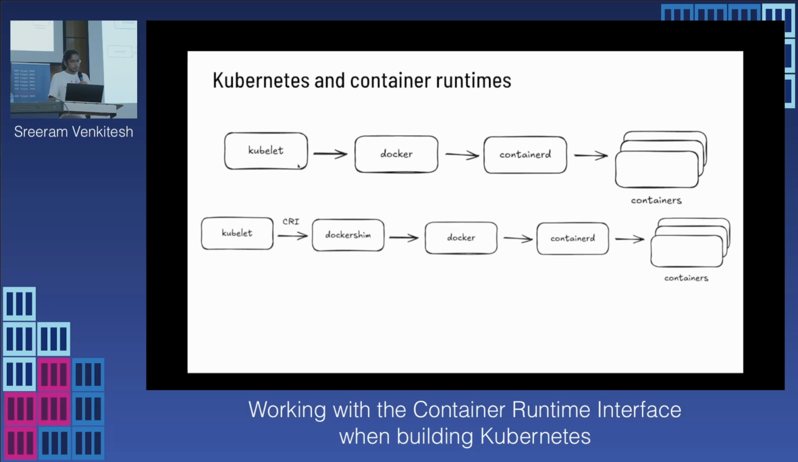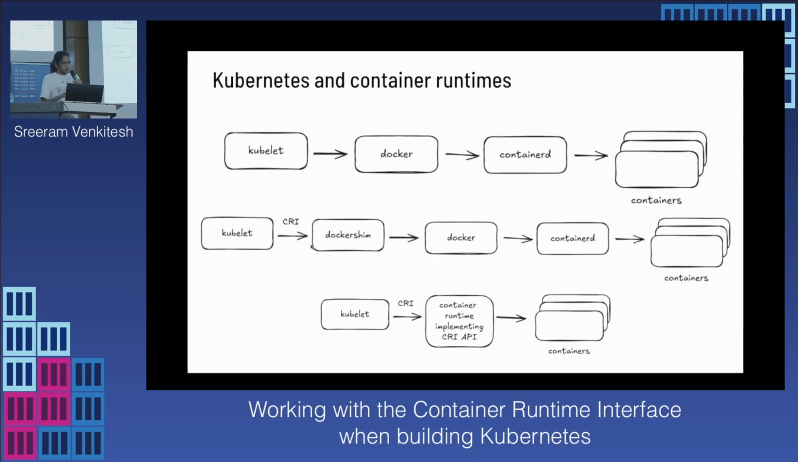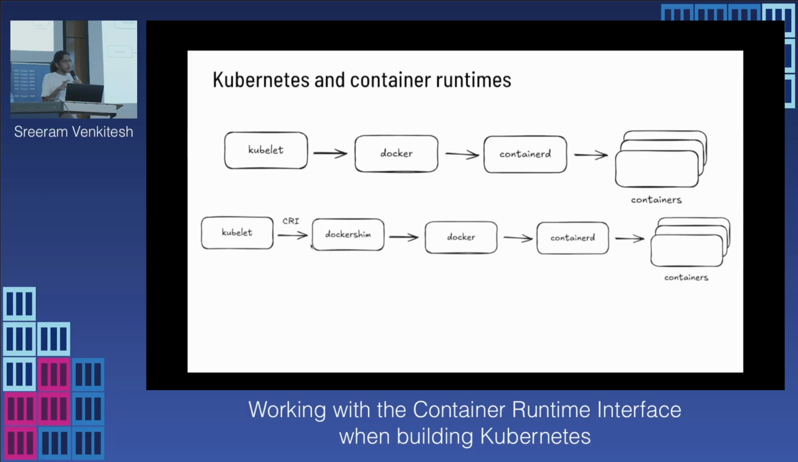So in the first picture, this is how it was earlier. There was logic which was specific to Docker, hard-coded in the kubelet. So Kubernetes would only work with Docker. But now the design has been changed so that the kubelet defines a set of APIs called the Container Runtime Interface, and any container runtime that implements these APIs can work with Kubernetes.